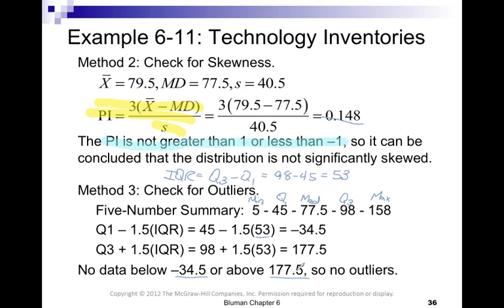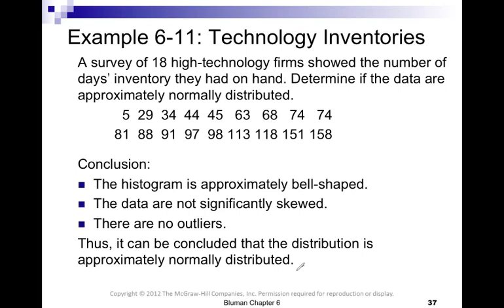So we've done our 3 checks to see if this will pass or be considered data that we could apply the normal distribution on. And we look, and here's our data set, and the histogram is approximately bell-shaped. The data are not significantly skewed. It fell within that -1 to 1 range. There were no outliers, none of this data was above or below those numbers. So it can be concluded that the distribution is normally distributed, and then we can use these z-scores, we can use these properties in order to help us gain information from the data.